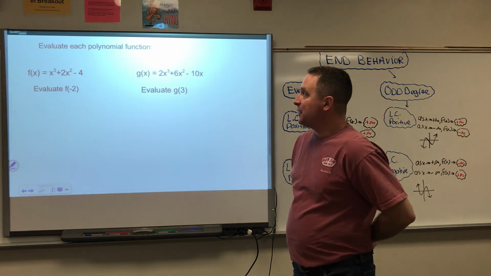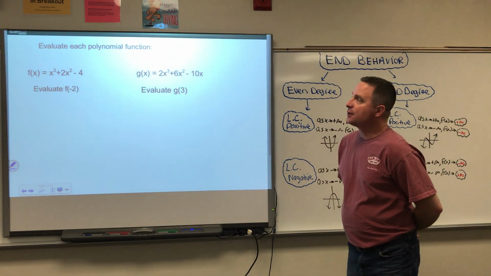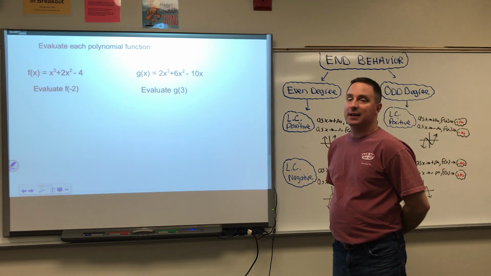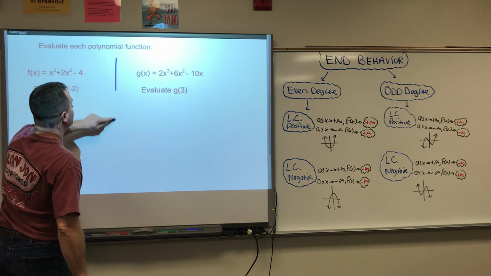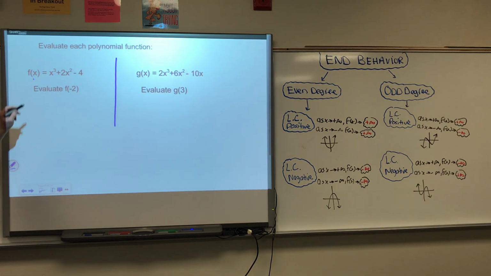Okay, here comes a little math. This is the second thing we're doing today. We're going to evaluate a polynomial function. I think you guys have seen these before. Okay, here the one on the left is function f. F of x is equal to x cubed plus 2x squared minus 4. And I want you to evaluate f of 2.